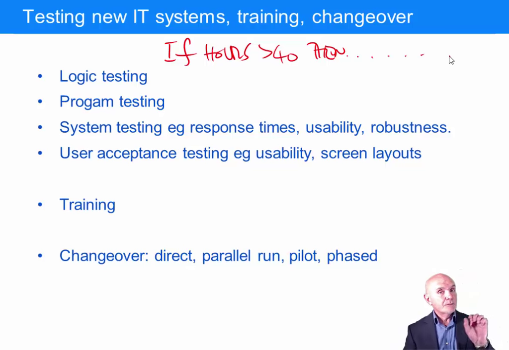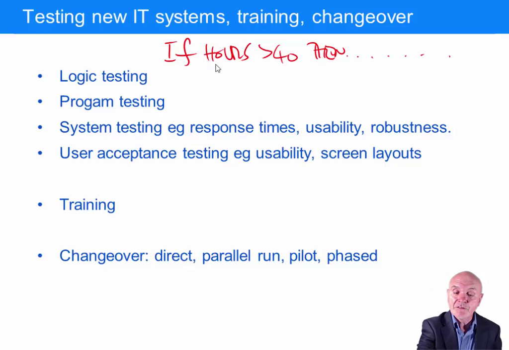Just one line of the program, but we have to make sure it functions correctly. Should it be over 40 or should it be over 41? Maybe someone's mistyped it. Maybe they put in over 60 or something. So logic testing is down to a very, very detailed level of testing. And that's just one part of the salaries program.